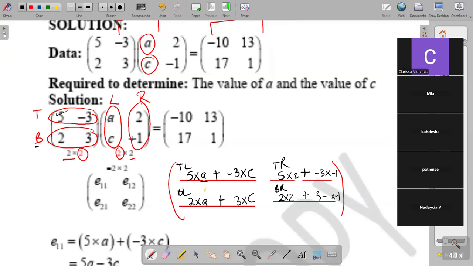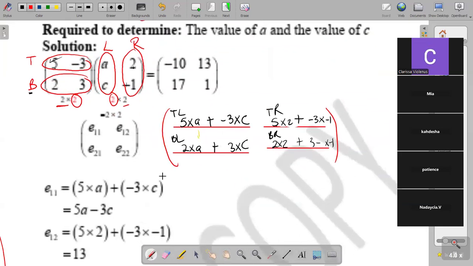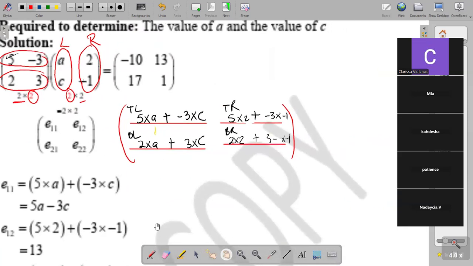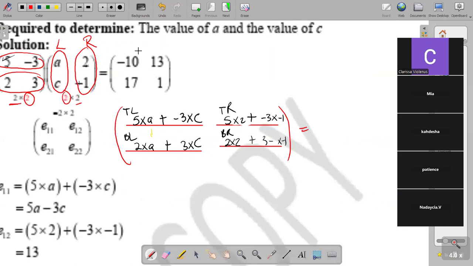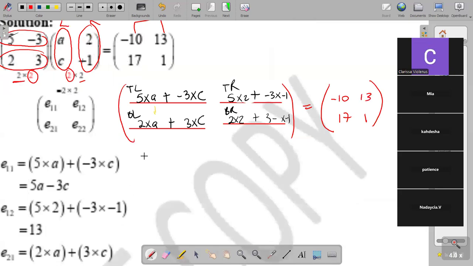So let's see if that's correct. A, C, 2, 2, negative 1, negative 1. Let's check to see if the front numbers are right. So the front numbers should match the first matrix. 5, negative 3, 2, 3, correct? 5, negative 3, 2, 3. So now it's just for us to do our calculations, but we need to also put it is equal to the answer. So we got to put this part, negative 10, 13, 17, 1. Yeah? So let's go, guys.